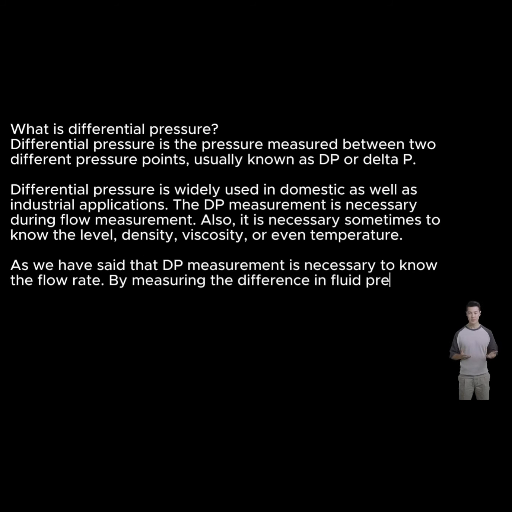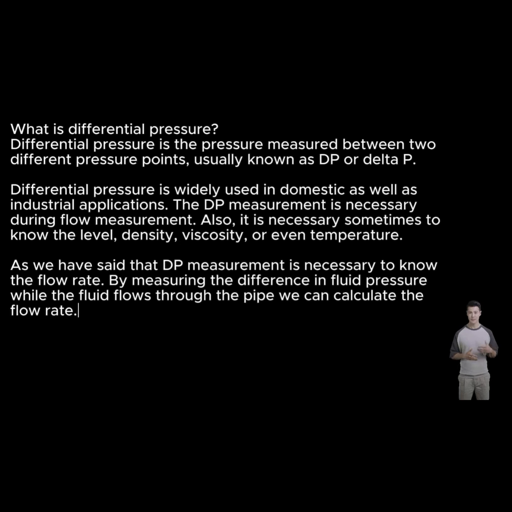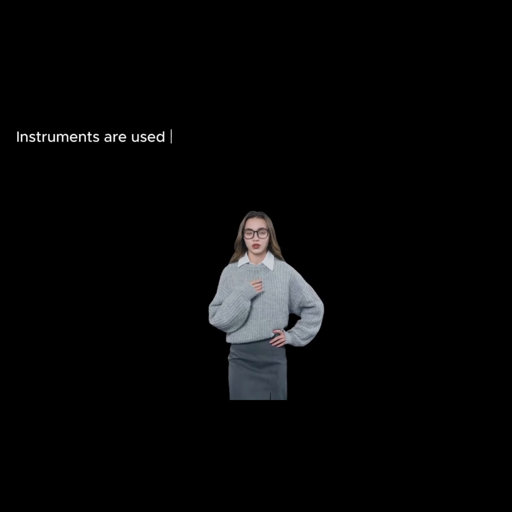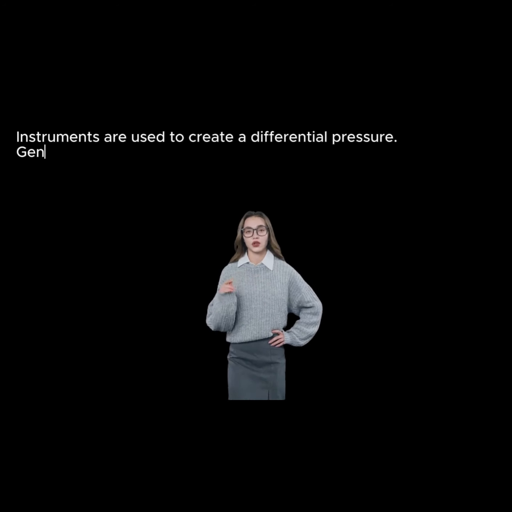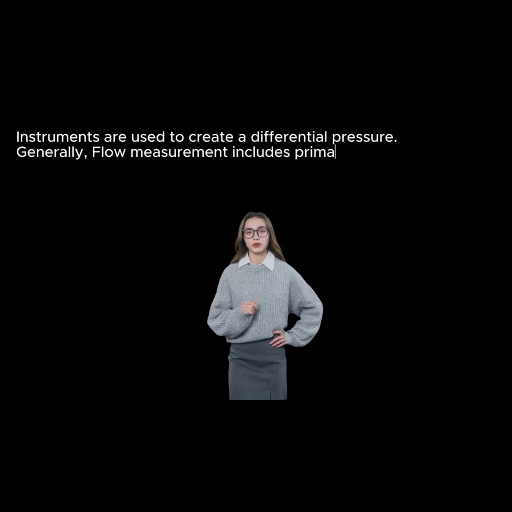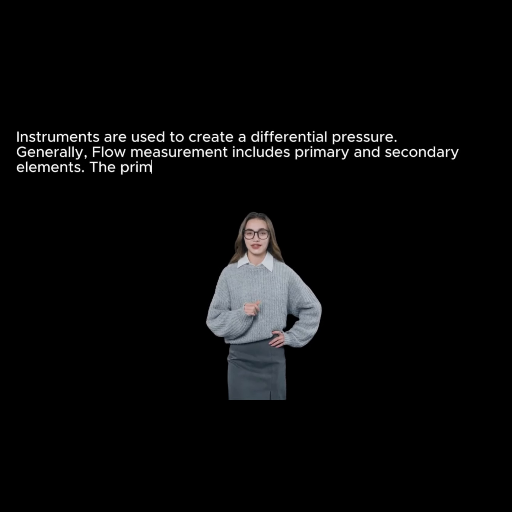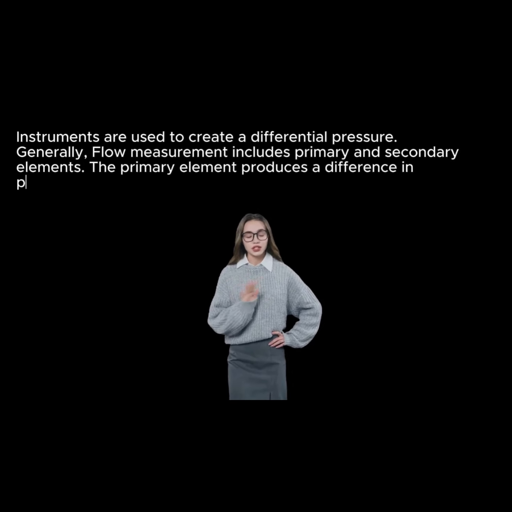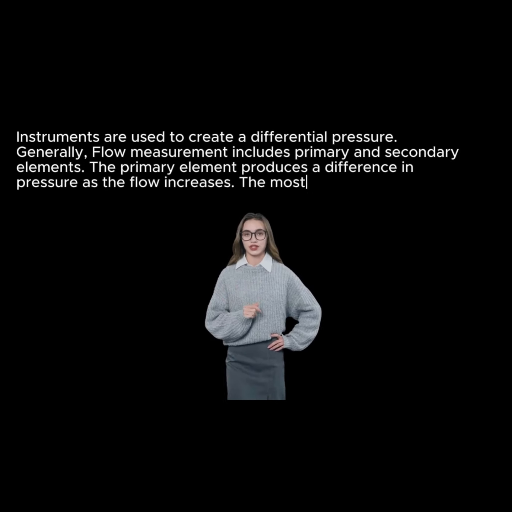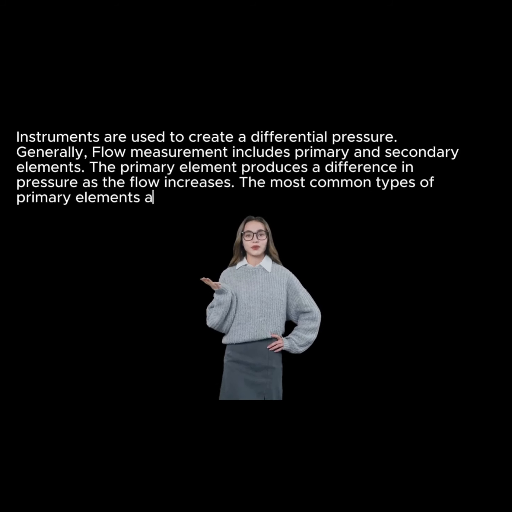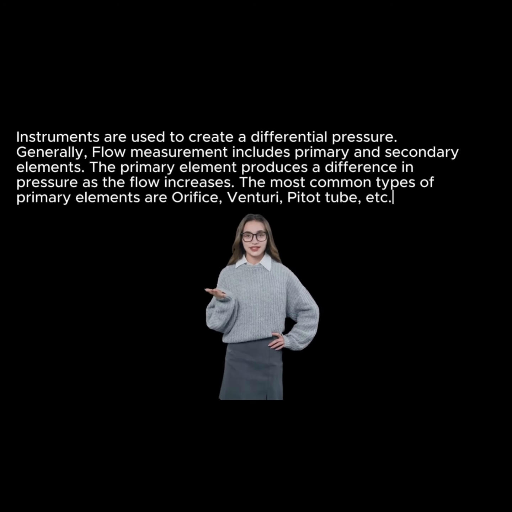As we have said, dP measurement is necessary to know the flow rate. By measuring the difference in fluid pressure while the fluid flows through the pipe, we can calculate the flow rate. Instruments are used to create a differential pressure. Generally, flow measurement includes primary and secondary elements. The primary element produces a difference in pressure as the flow increases. The most common types of primary elements are orifice, venturi, pitot tube, etc.